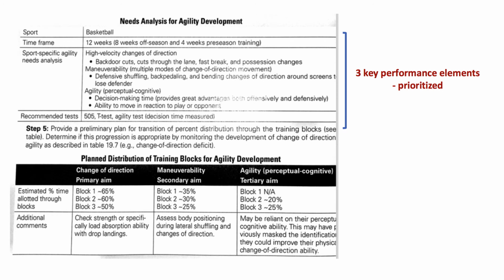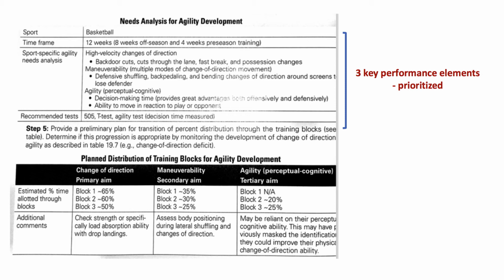Now let's look into a needs analysis for agility development. This is for the sport of basketball. So in this case, they define the time frame. They've had 12 weeks in this person's schedule. It's 8 weeks of off season and 4 weeks preseason for training, so 12 weeks total. They've identified 3 key performance elements that are prioritized. So firstly, it's high velocity changes of direction that need to be established for backdoor cuts, cuts through the lane, fast break, and possessionary changes. The second one is maneuverability, and this is multiple modes of change of direction movement. And the third one is agility through perceptual cognitive enhancement. And this is working on decision-making time, agility to move in reaction to play or opponents.